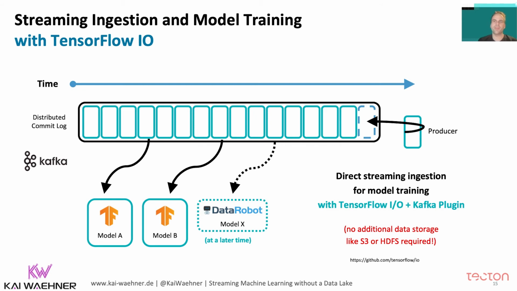Like in this example where we use TensorFlow IO to directly put the TensorFlow engine and connect it to Kafka without another data lake in the middle. This totally simplifies your architecture and makes it less costly. So for many use cases, you don't need another data lake just for machine learning.